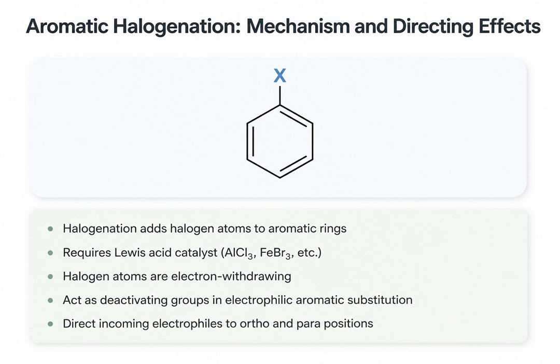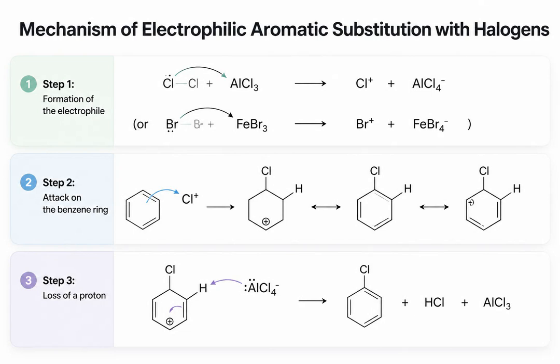The reaction requires a Lewis acid catalyst like aluminum chloride or ferric bromide to activate the halogen. The mechanism begins when the halogen molecule, say Cl2, reacts with the Lewis acid catalyst AlCl3 to form a highly polarized Cl+ electrophile. The benzene ring's pi electrons then attack this electrophile, forming a carbocation intermediate called an arenium ion.